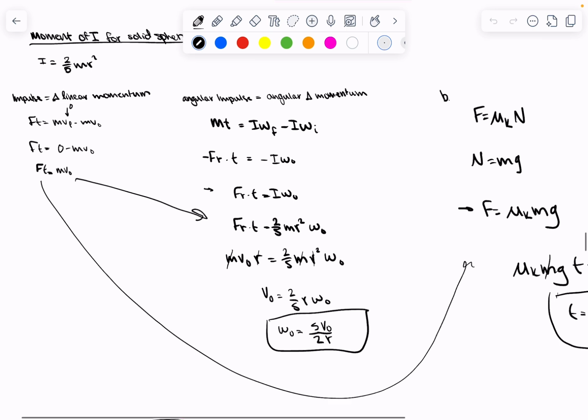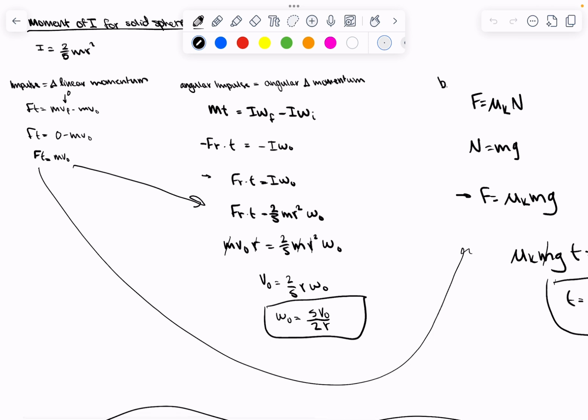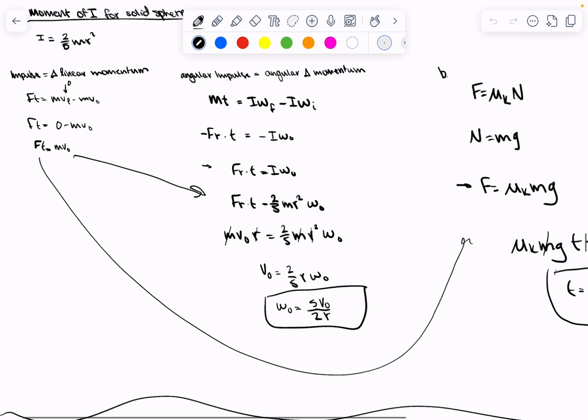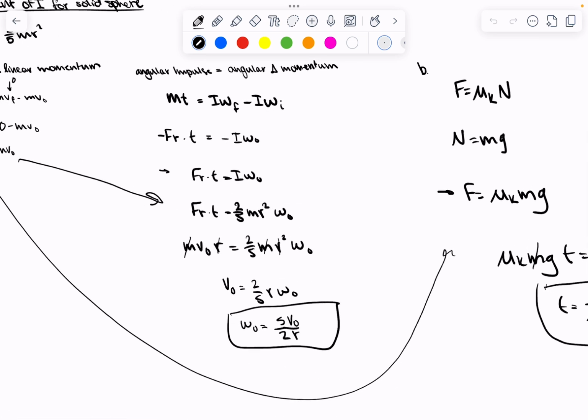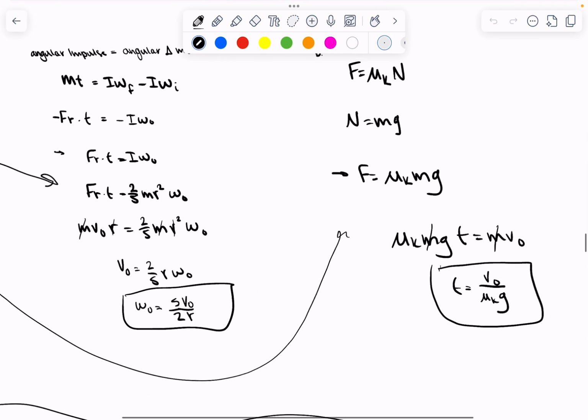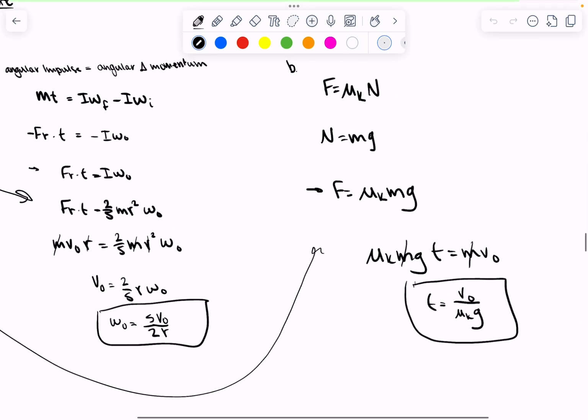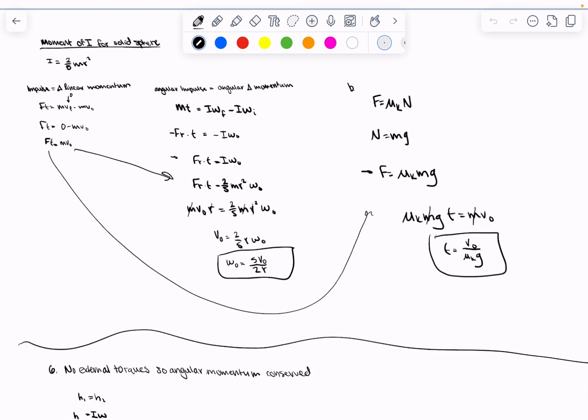And then angular impulse is equal to change in angular momentum. So we're able to calculate our omega naught. And then here we are just solving for t. And that's what we get.